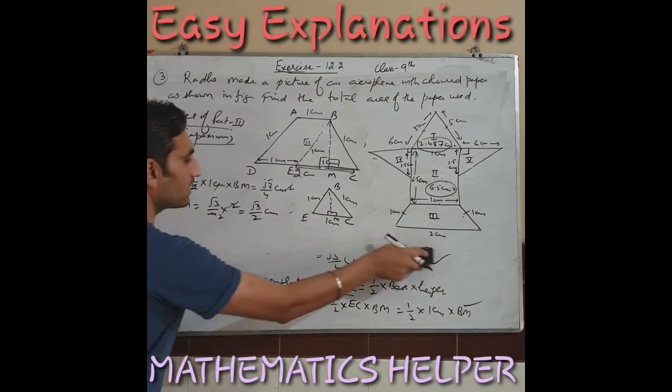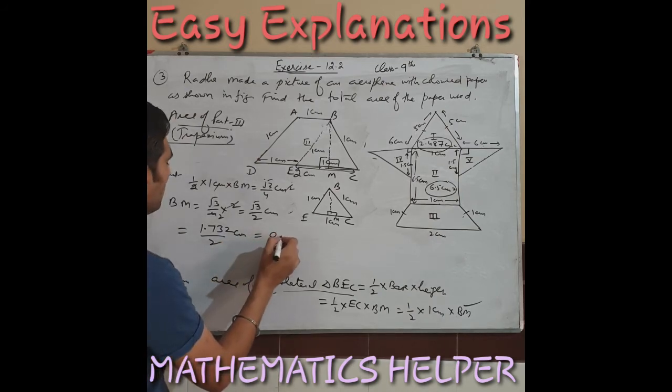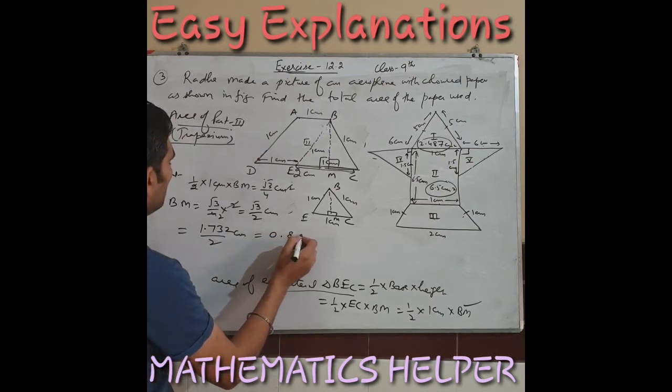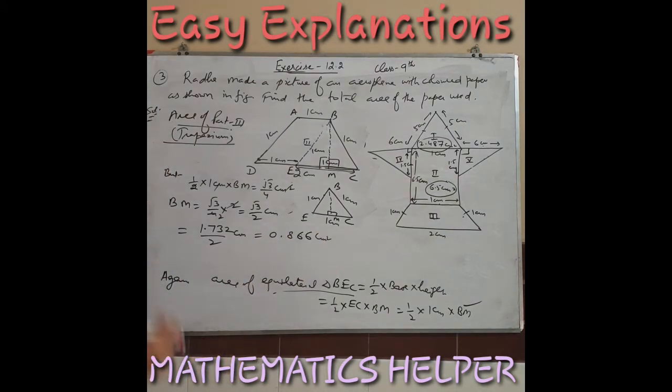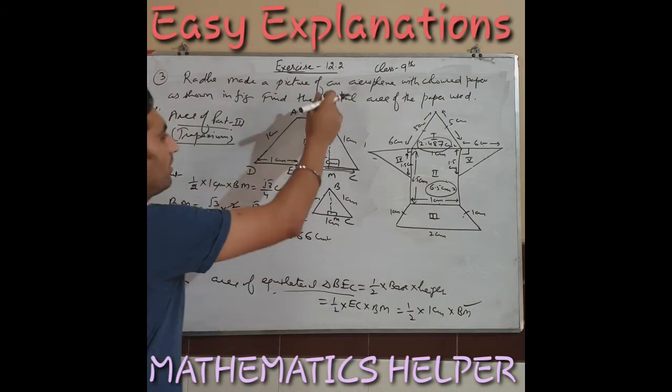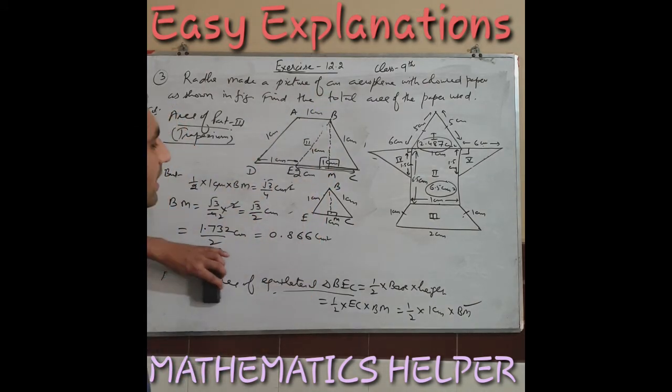But one thing is clear. What is square root 3? It is 1.732 over 2. You should remember the value of this. And when you divide it, it will give 0.866 centimeter. This is actually the length of BM, or we can say the height of the trapezium. So we have the height of the trapezium.